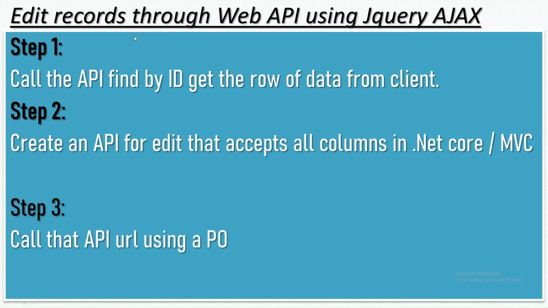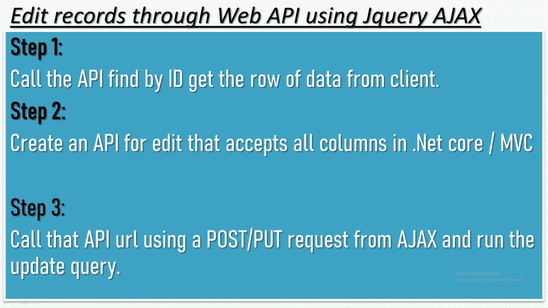Edit records through web API using jQuery AJAX. Step 1. So we created an API and a client. On the API, we will have an action that is going to give us rows by ID, and we are going to call that action from the client using jQuery AJAX and find the record. Now, after getting that ID, we should have another action method which is going to do the edits.